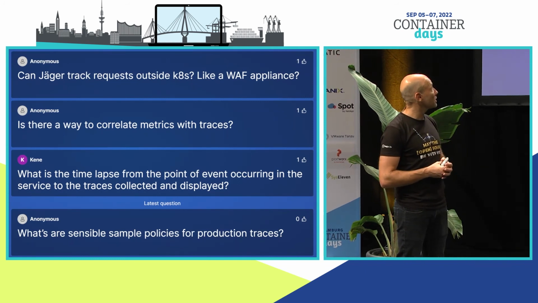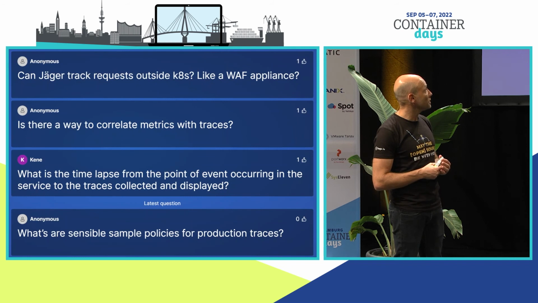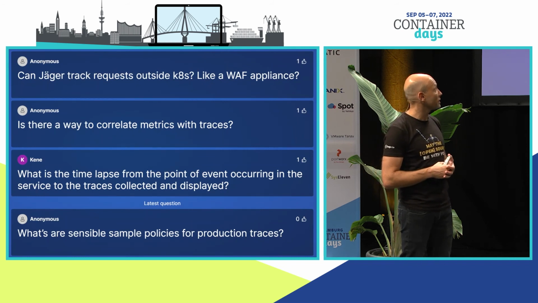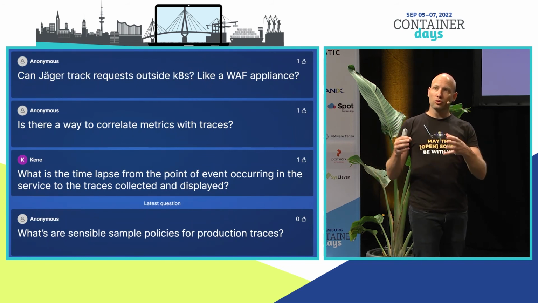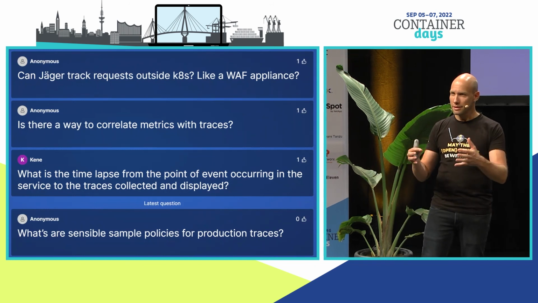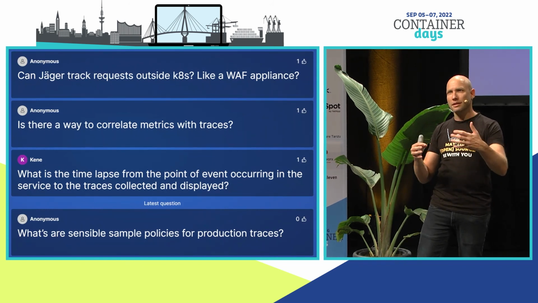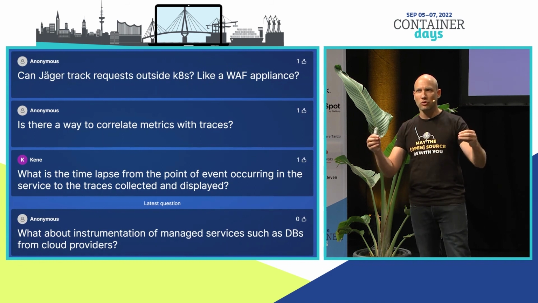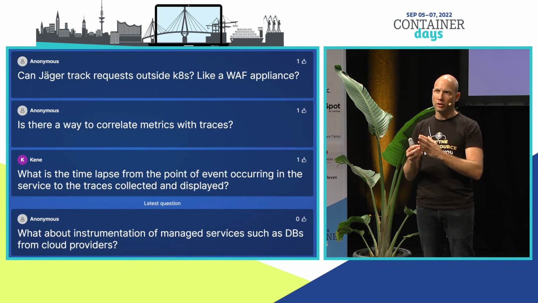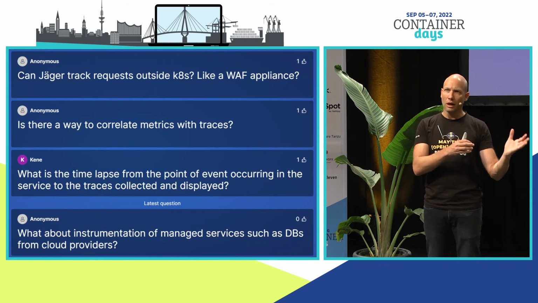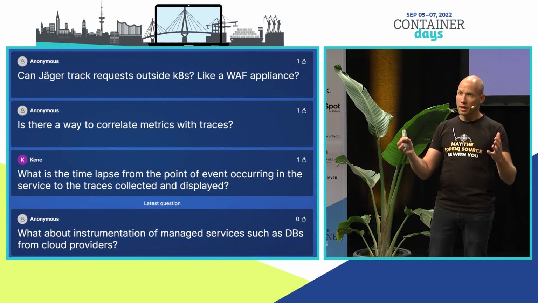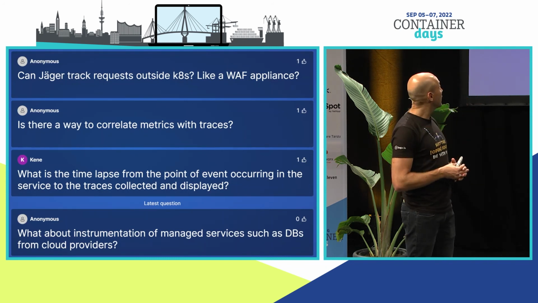Can Jaeger track requests outside Kubernetes, like a WAF appliance? So Jaeger is not bound to Kubernetes, although they're both under the CNCF. Whichever spans you send it, it will then reconstruct. So as long as you take care of the context propagation, whether it's cloud native or other distributed systems, it can definitely work with that.